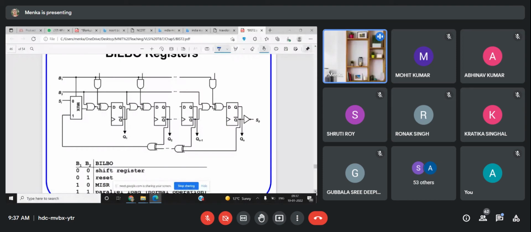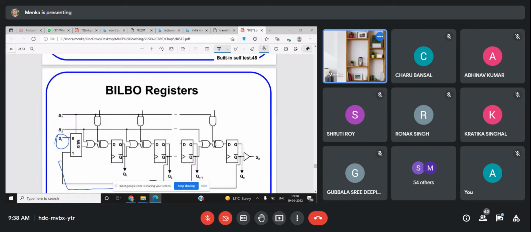In this you can see there is a multiplexer, and this is B1, B2. These inputs are there. You can see this is the XOR unit. These inputs either from B1 or from B2 are coming over here, and through the multiplexer it might be the input signal or it might be the feedback path. We call this BILBO registers. This is a little bit different from LFSR.